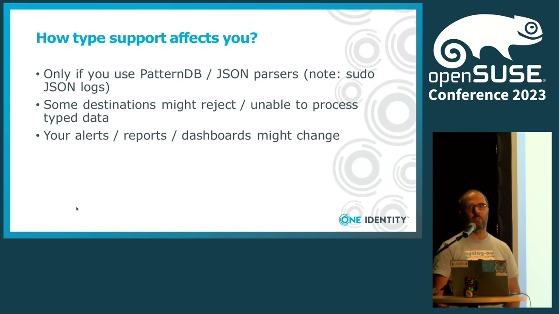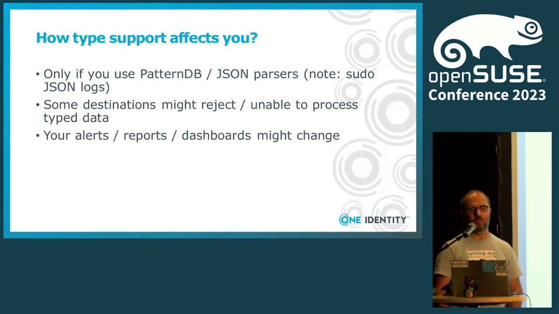How does type support affect you? First of all, if you work with the default configuration within openSUSE, then there is very little change, as that configuration doesn't parse log messages, it just simply filters them and stores them into text files. But if you use PatternDB or the JSON parser, and you might use the JSON parser even if you are not aware of it, for example, for the JSON formatted sudo log messages, then you might see some changes.